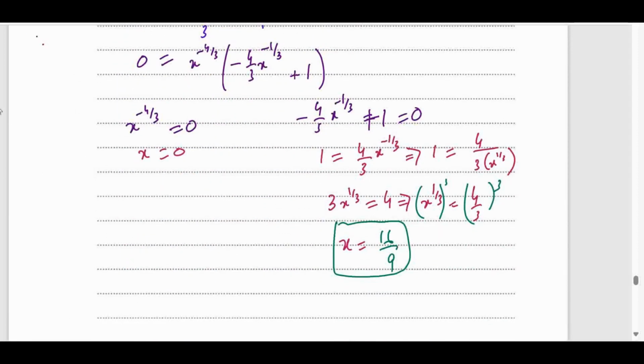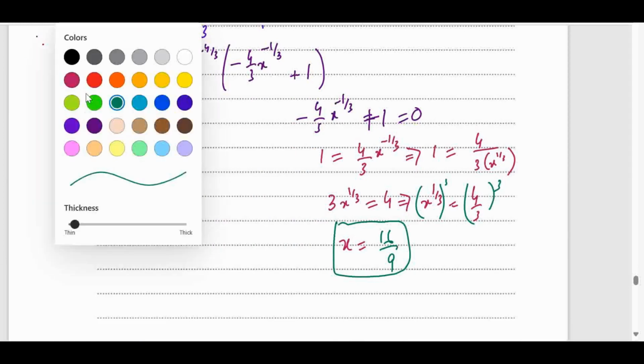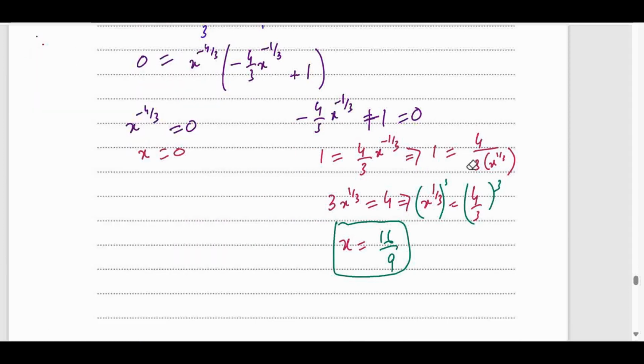But before this, keep in mind that this one is a cube, so we need to take the cube. So 4 cube is 64, 16 is a square, so 4 cube is 64 by 27. So this will be the x coordinate. Let's find out the y coordinate.